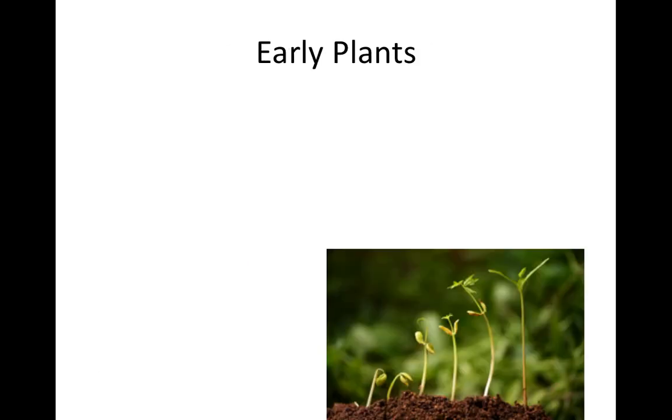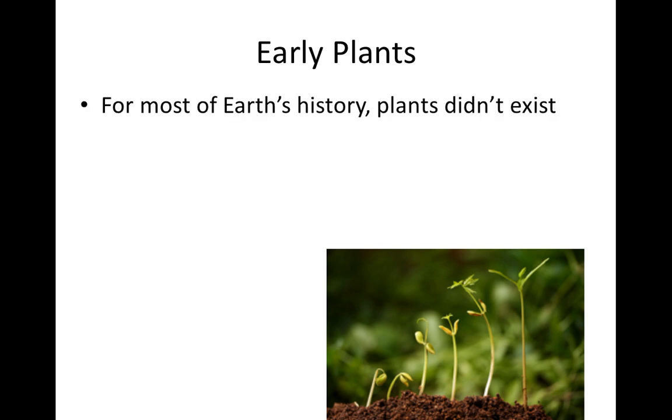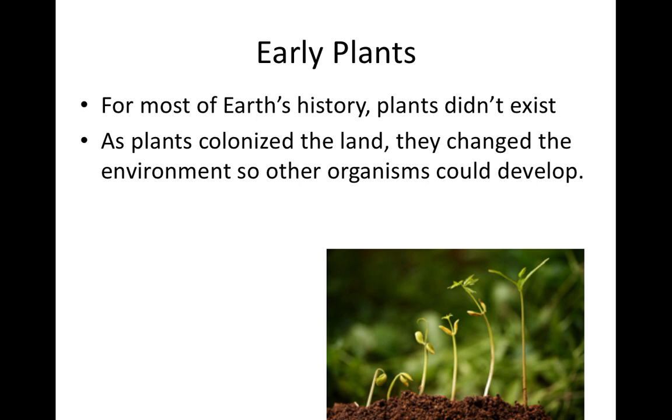Okay, so let's do a little bit of a recap on the evolutionary history of plants, just touching on some important things that you should have gotten from the independent work that you did last week. For most of the Earth's history, plants actually didn't exist. Life was mostly focused on aquatic environments like oceans and lakes and streams. But eventually plants started to colonize land. They started to show up on land.